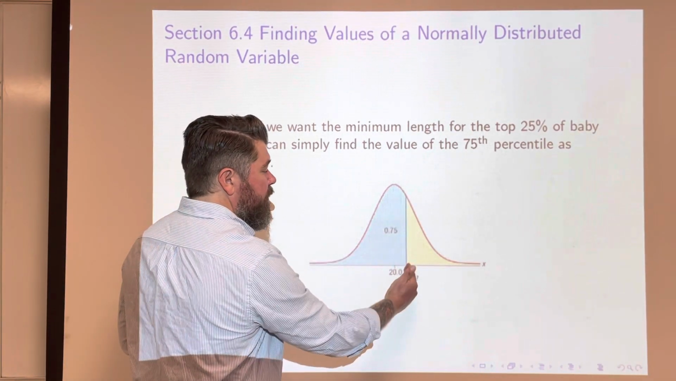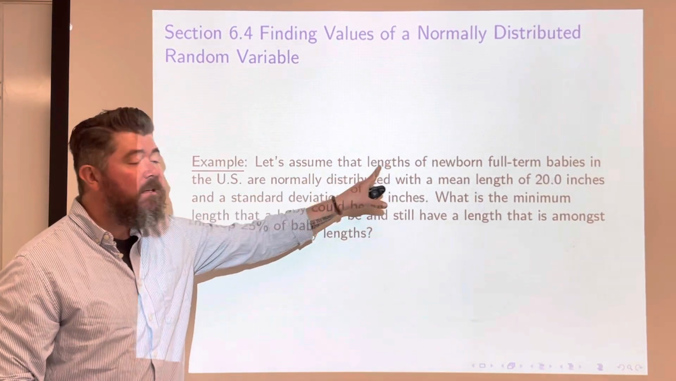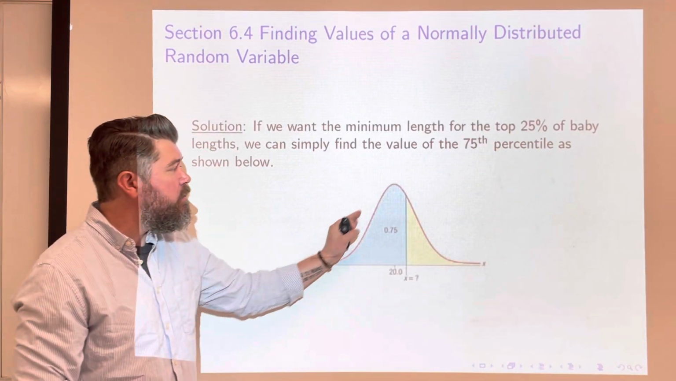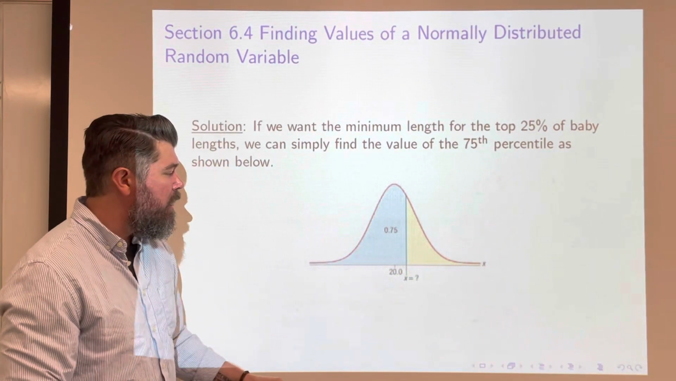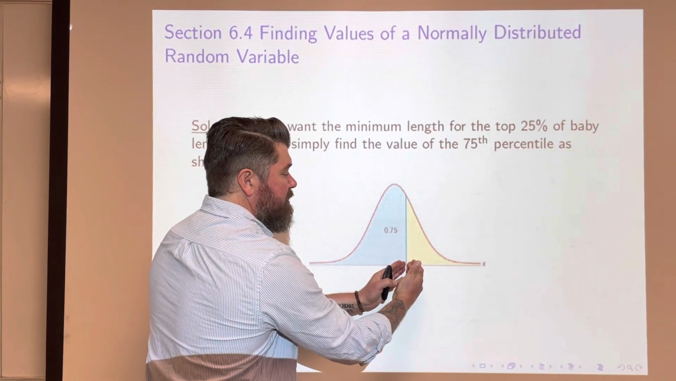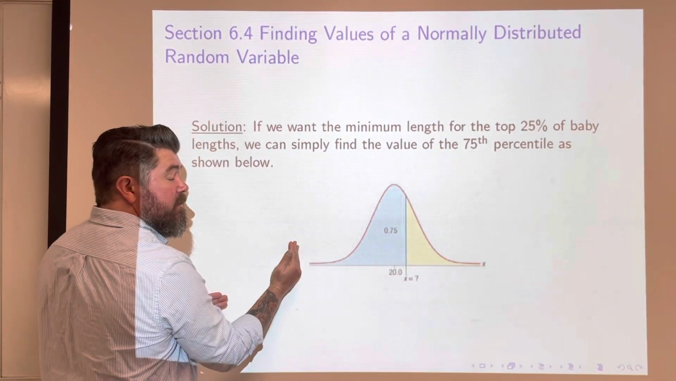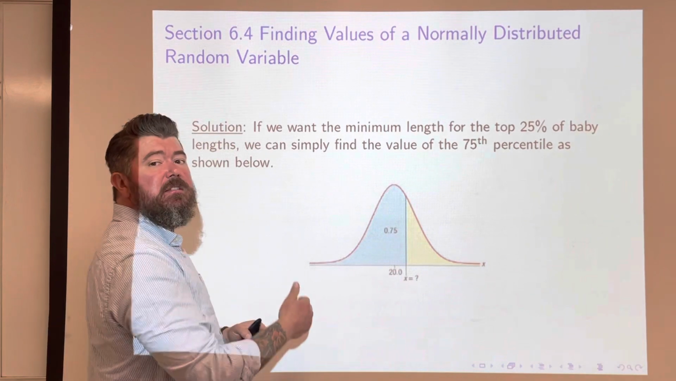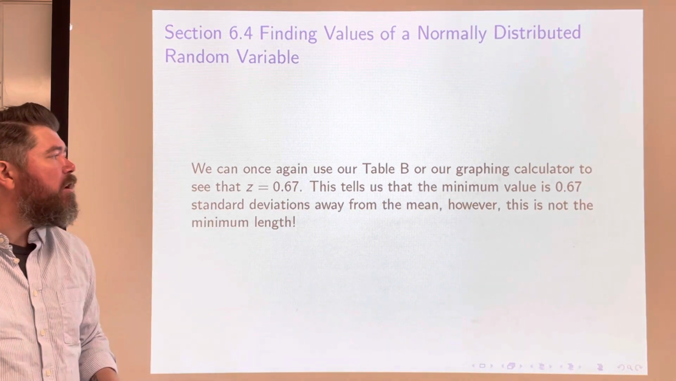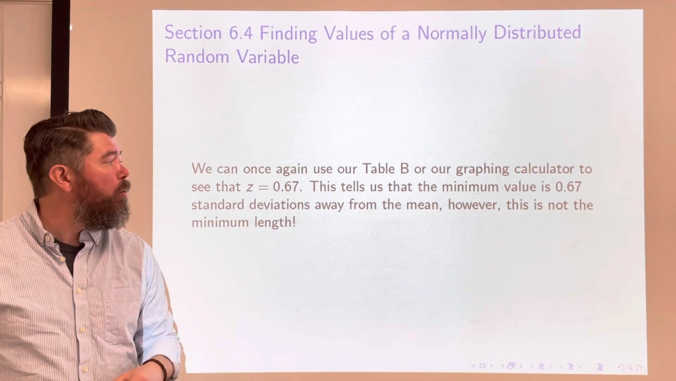Notice that we want the cutoff point. So in the problem, we know that these lengths of newborn full-term babies are normally distributed. So we can represent them on a bell-shaped curve. And we want the cutoff point for the top 25%. Well, if this is 25%, then that tells us the rest, the area to the left, is 75%. We once again can use our table B or our graphing calculator to see that z equals 0.67.